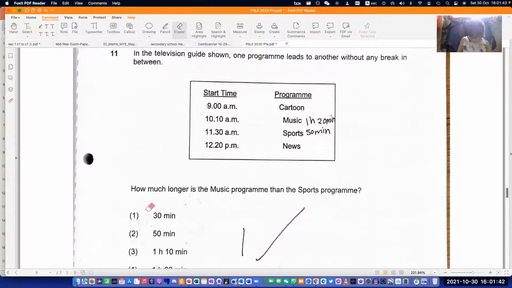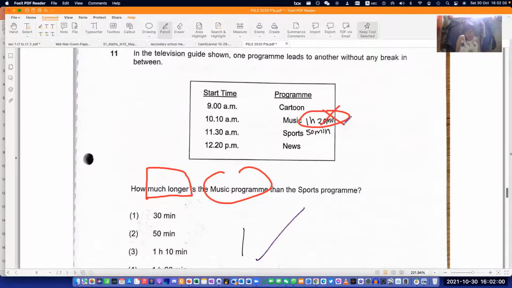Here. How much longer is the music program than the sports program? So basically, they want to know how much longer. That's the keyword. Okay? They don't want to find the music program. Music program is 1 hour, 20 minutes, right? 1 hour, 20 minutes is not the answer. Sports program is 15 minutes. 15 minutes also not the answer. They want to know how much longer. So that means they want to know the difference, right? So the keyword in this case is how much longer.